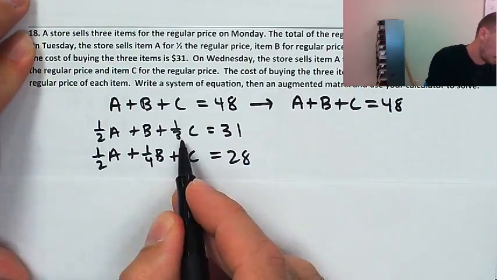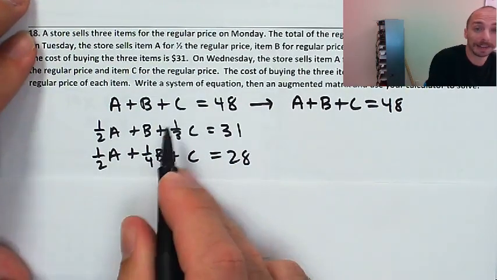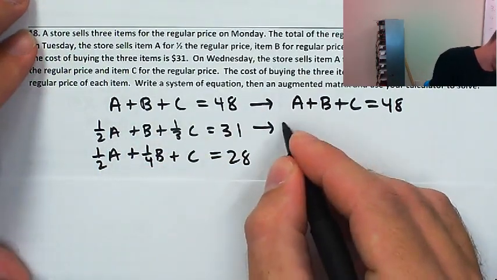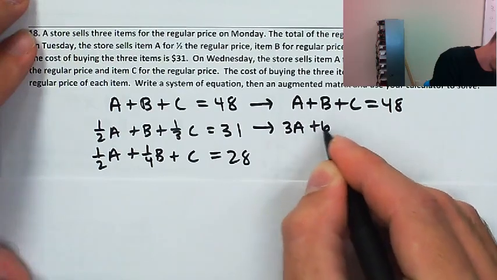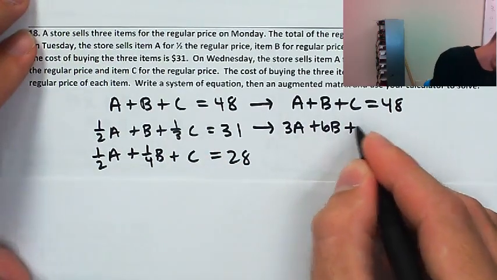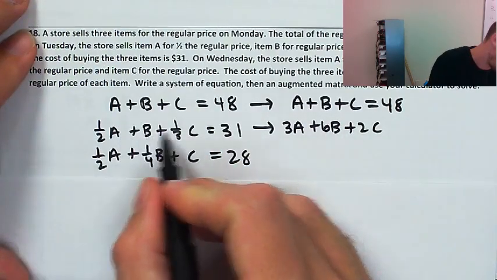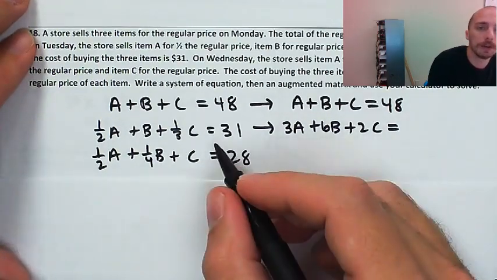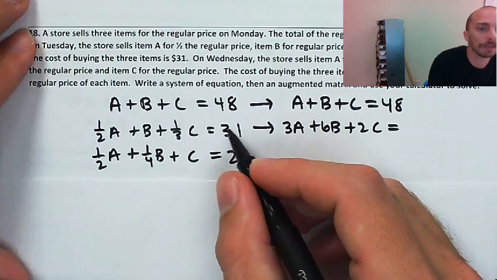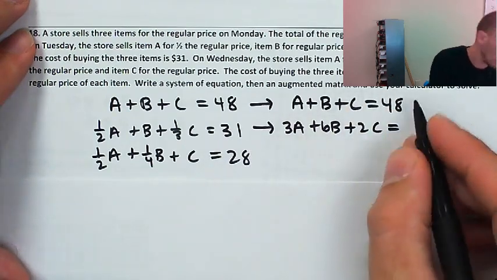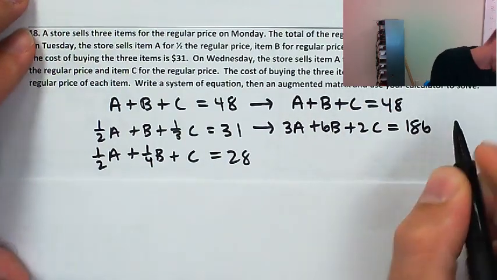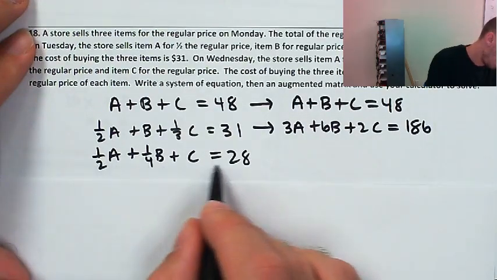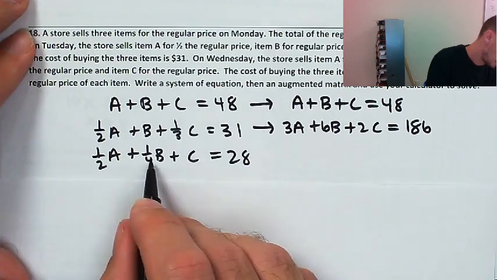This one has a half and a third, so I need to multiply everything by 6 to get rid of all of the fractions. So 6 divided by 2 is going to be 3a, 6b, and 2c, right? So I've got to multiply everything by 6. 6 times 31, that's kind of a stretch for me, but I can do it because 6 times 3 is 18, so it's 180, and 6 more is 186. Okay, and then this one I'm going to need to multiply everything by 4, to get rid of that.